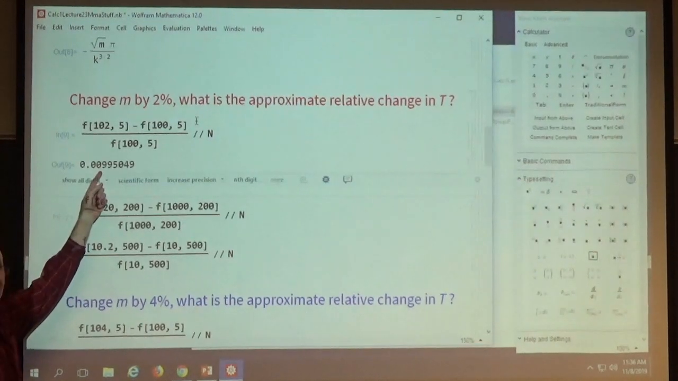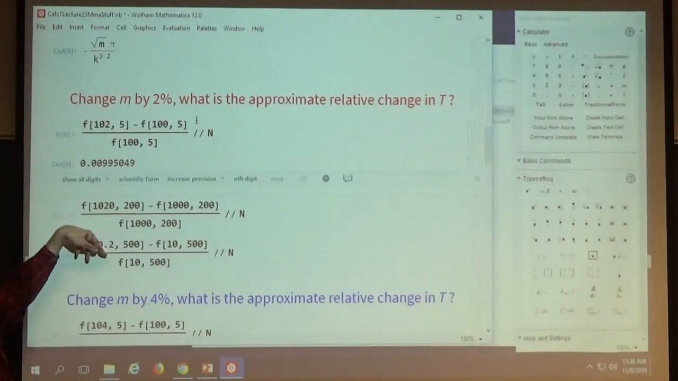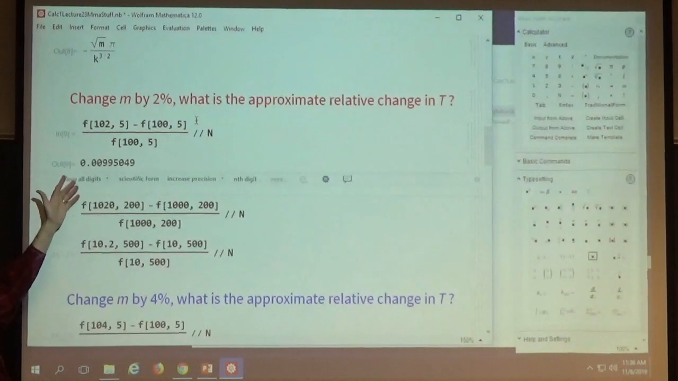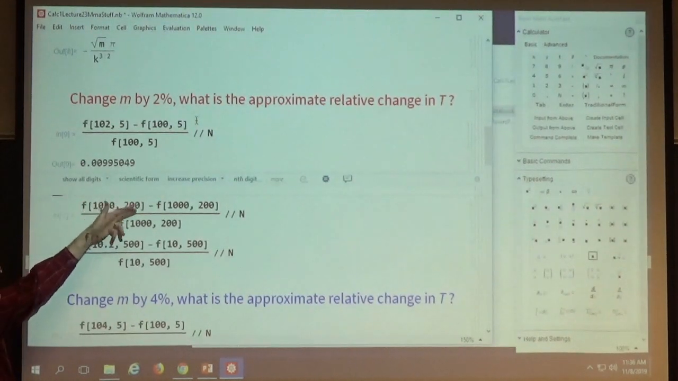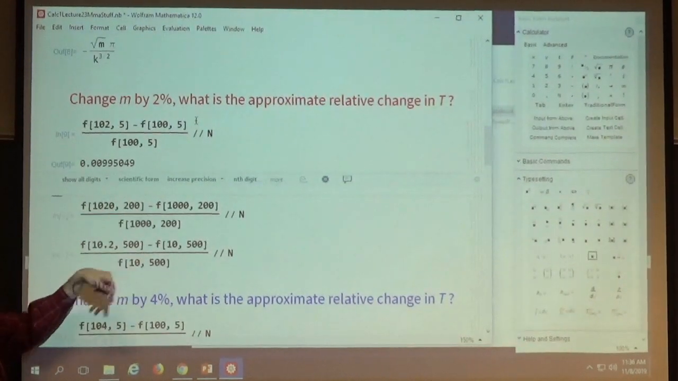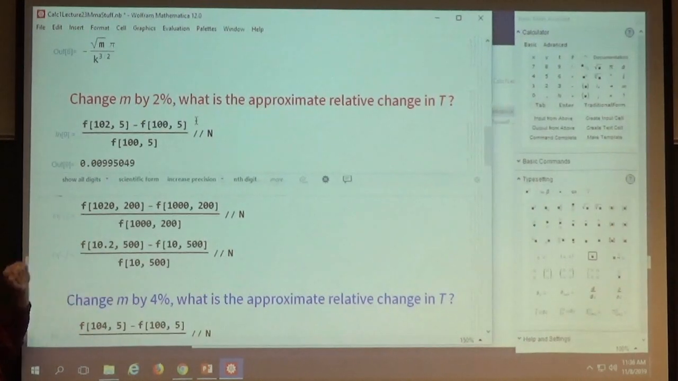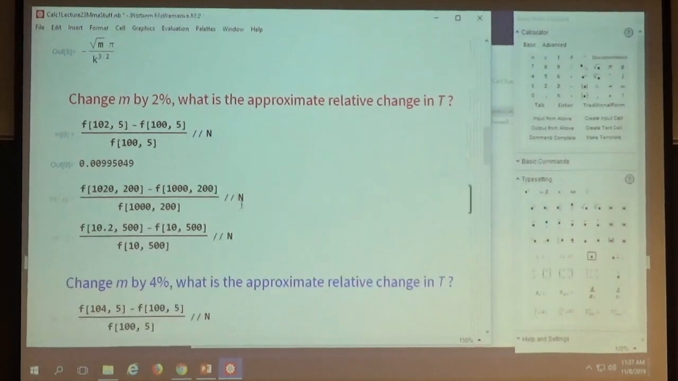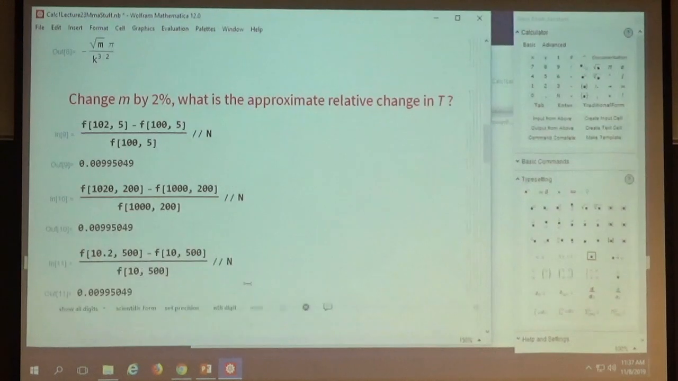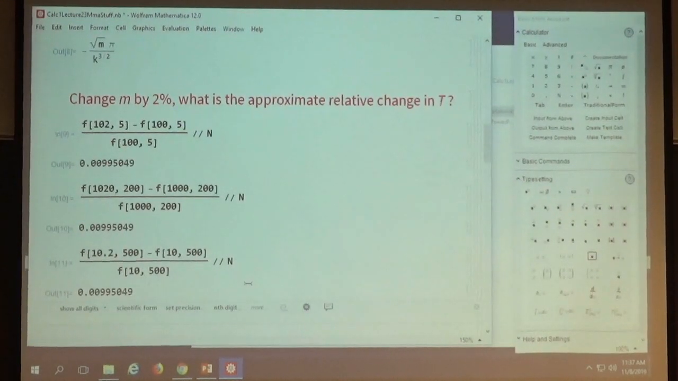1%. And I purposely did a couple other ones because I'm trying to emphasize it doesn't really matter what k is, for example. Here k is 200 instead of 5. Here k is 500 instead of 5. And I'm also changing the mass. But each time I'm increasing it by 2%. And in fact, this function is special enough that every time you do that fraction, you get the exact same number. That doesn't always happen with these approximations. But with these square root related functions, it does happen.